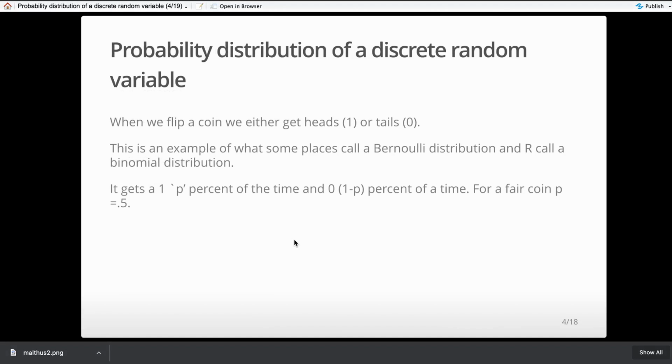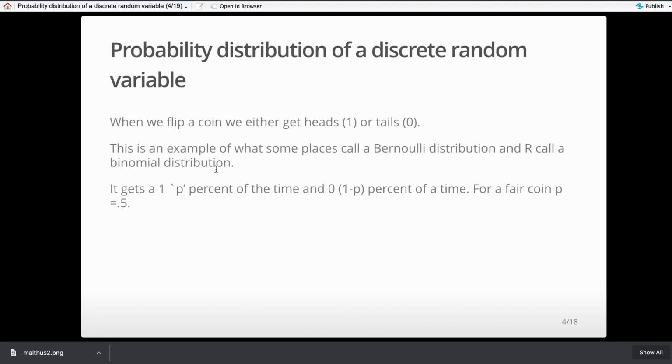So to start, we'll use a simple way of talking about probability: flipping a coin. You can think of it as when you flip a coin, a heads is 1, a tails is 0. In some places this is referred to as a Bernoulli distribution. R calls it a binomial distribution. Those two terms are interchangeable.